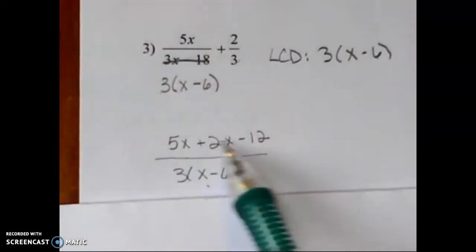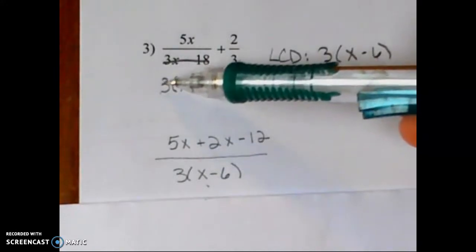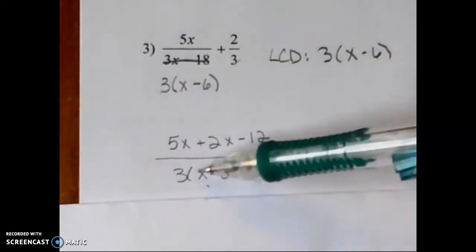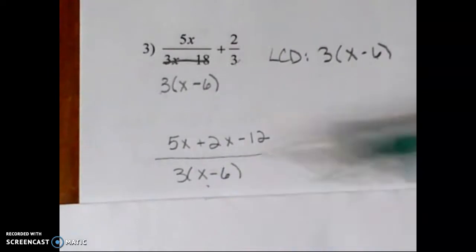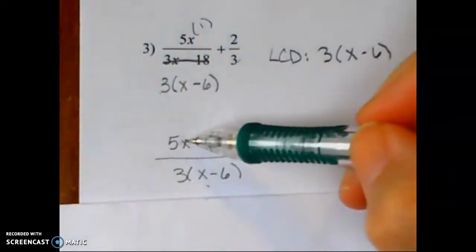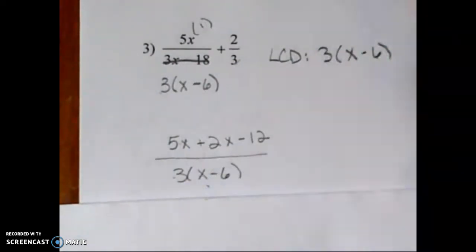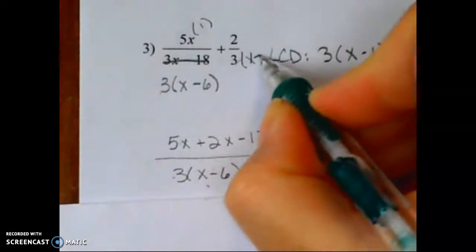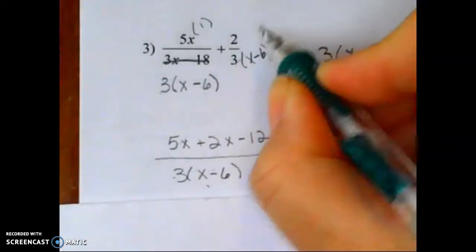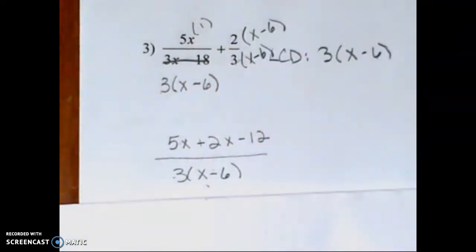And then to figure out what goes in the numerator, this is what I do. From 3x minus 6 to 3x minus 6, what's missing? Nothing. So I'm going to multiply here by 1, and you just get the 5x. From 3 to 3x minus 6, what's missing? And that answer is x minus 6. That looks good now, but what you do to the denominator, you have to do to the numerator. There we go. And then we'll combine it.